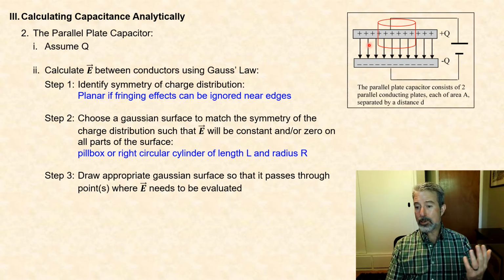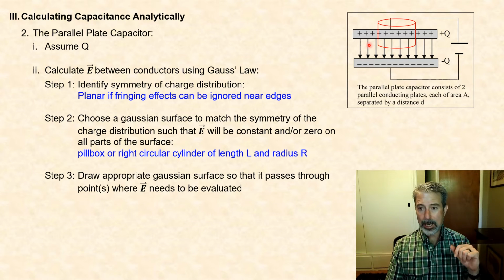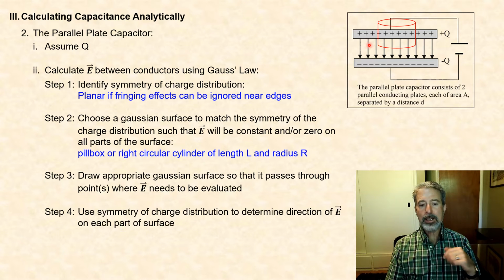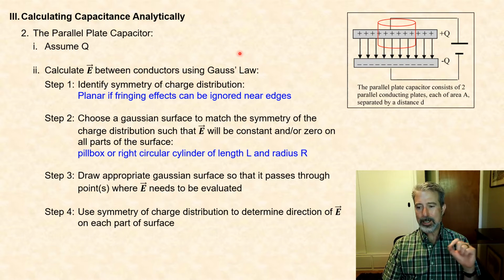So, as we know, this Gaussian cylinder really consists of three parts. It has a top end cap, a bottom end cap, and the sides, and there is flux only through the bottom end cap here. So, we're going to use the symmetry of the charge distribution to determine the direction of E on each part of the surface, and you can see it here. So, we will now evaluate the flux, continuing on in the next slide.